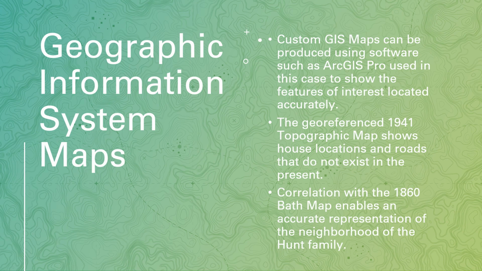And the georeferenced 1941 topographic map shows house locations and roads that do not exist in the present. Now it's true though that they don't show the two houses on the dead-end roads, but we can infer those from accurately locating those two dead-end roads. Correlation with the 1860 Bath map enables an accurate representation of the neighborhood of the Hunt family.